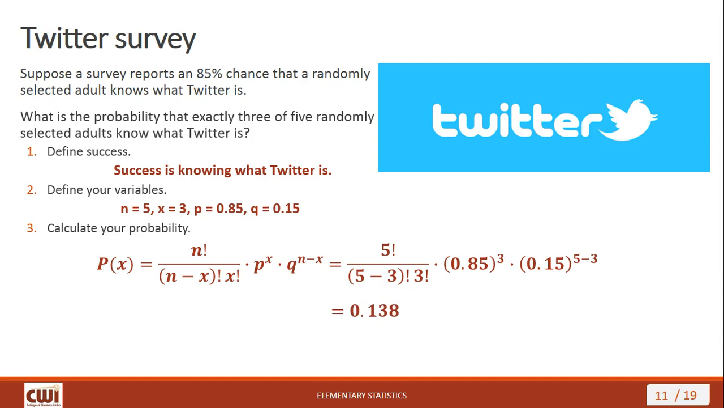0.138. So there's a 13.8% probability, or almost a 14% chance, that exactly 3 of 5 randomly selected adults know what Twitter is.